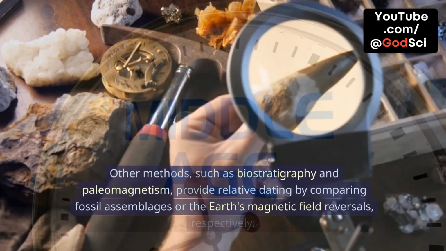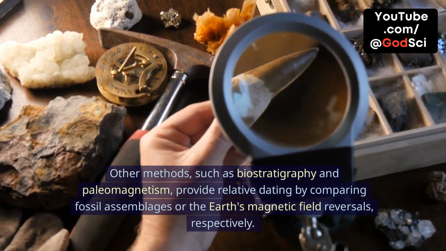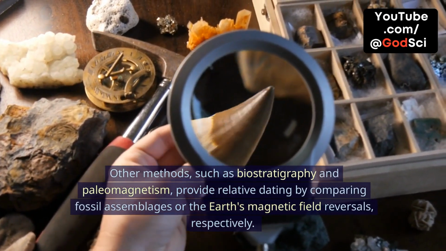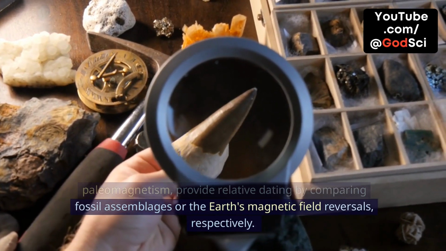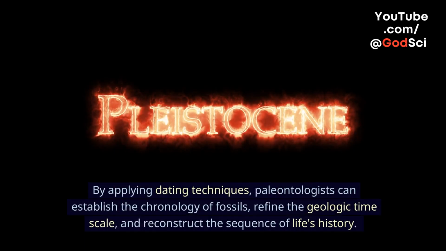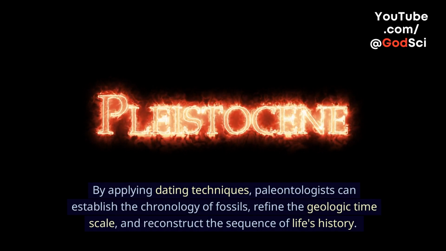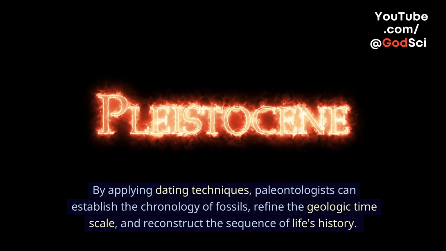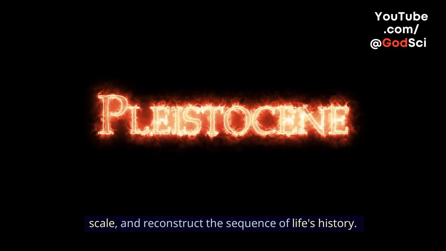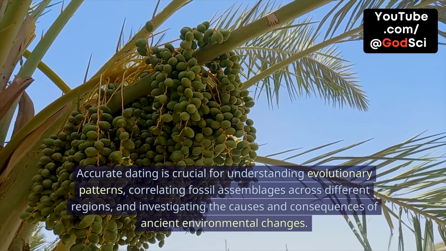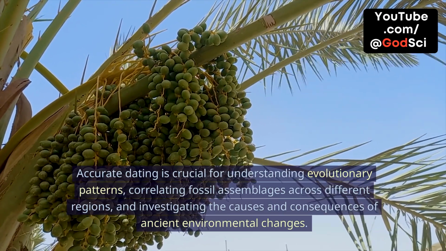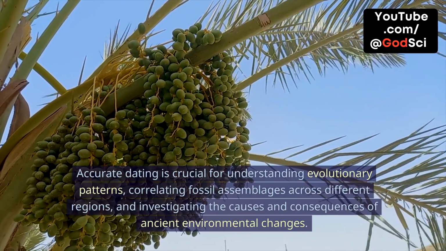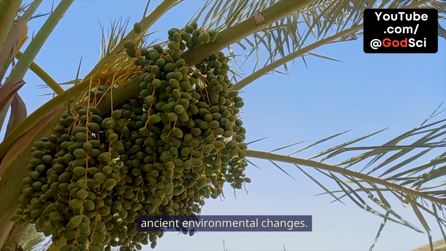Other methods, such as biostratigraphy and paleomagnetism, provide relative dating by comparing fossil assemblages or the Earth's magnetic field reversals, respectively. By applying dating techniques, paleontologists can establish the chronology of fossils, refine the geologic time scale, and reconstruct the sequence of life's history. Accurate dating is crucial for understanding evolutionary patterns, correlating fossil assemblages across different regions, and investigating the causes and consequences of ancient environmental changes.